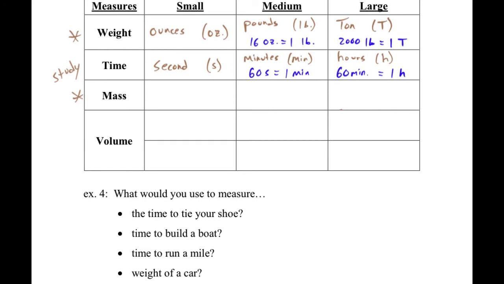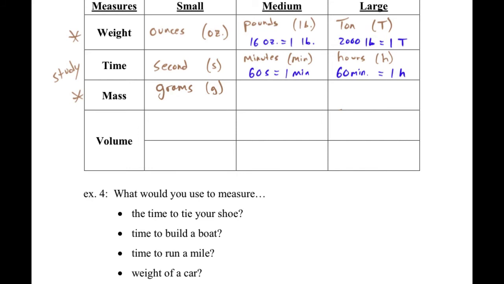All right, mass. Small amounts of mass we do in, think metric, think science class, grams. Here's the difference. I don't know if you guys have studied that or not. Weight is a measure of the force of gravity on something. Okay, you just learned it. Mass is how much stuff is in it. It's independent of gravity. So on the moon, I weigh less, but I have the same mass. So, okay, we'll just leave it for that.